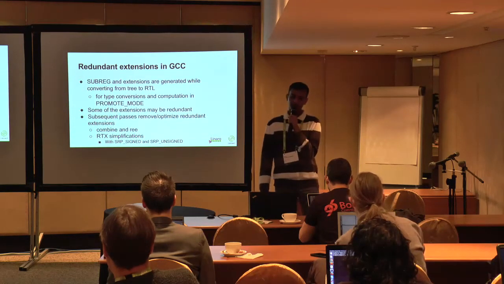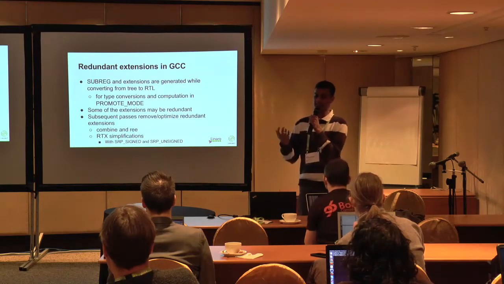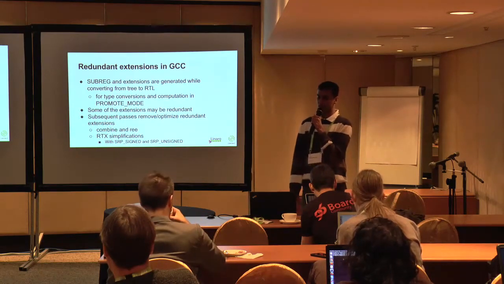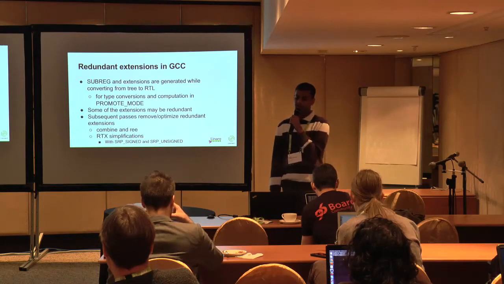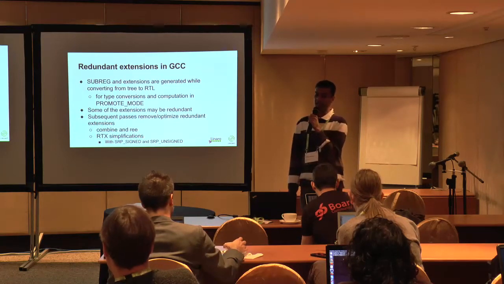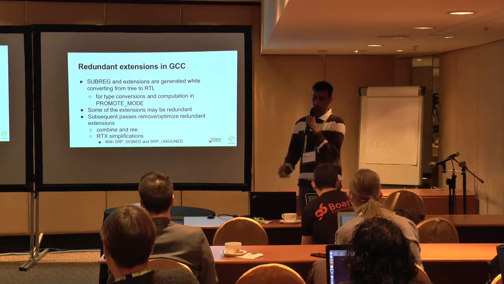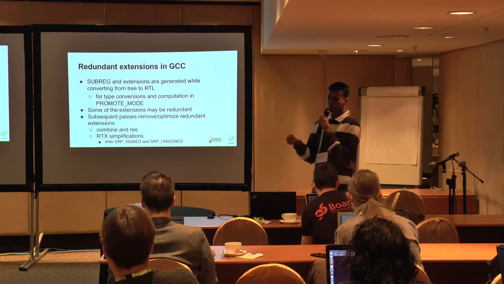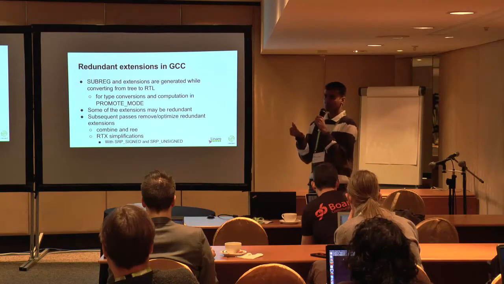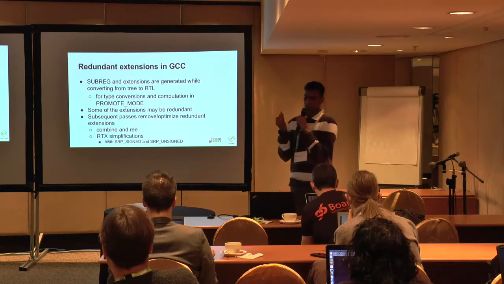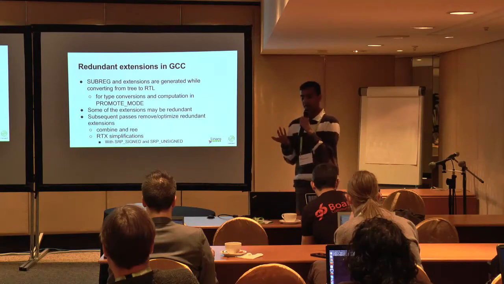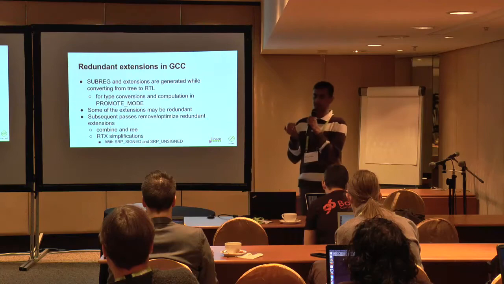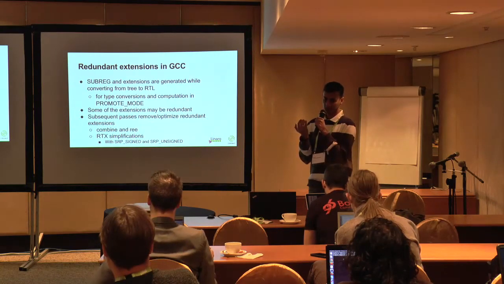Okay, now let's go into GCC and see what GCC does and how GCC generates these extensions. Typically, in GCC, you see subregs and extensions generated while converting from tree to RTL for, number one, type conversions, and number two, for computations in promoted modes. Some of these extensions are or may be redundant, and subsequent passes in GCC try to optimize them.